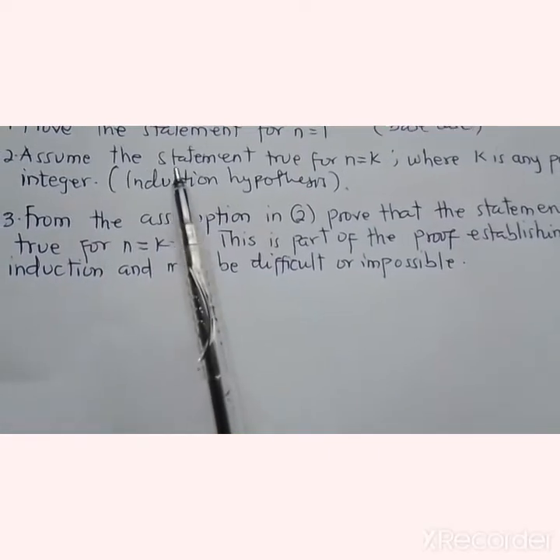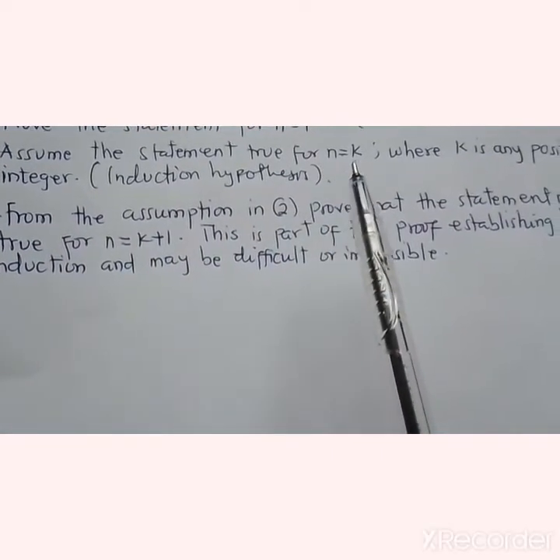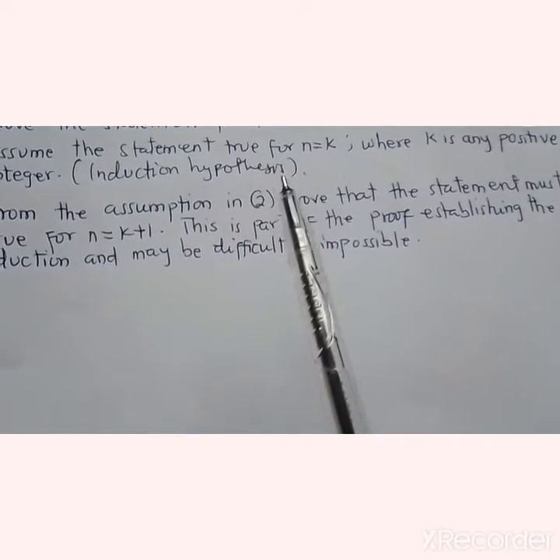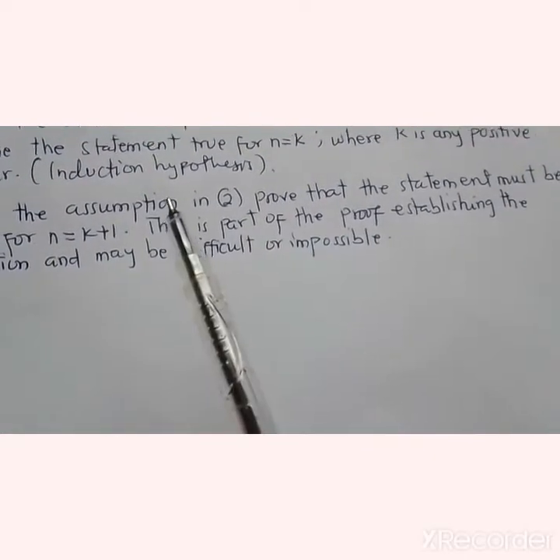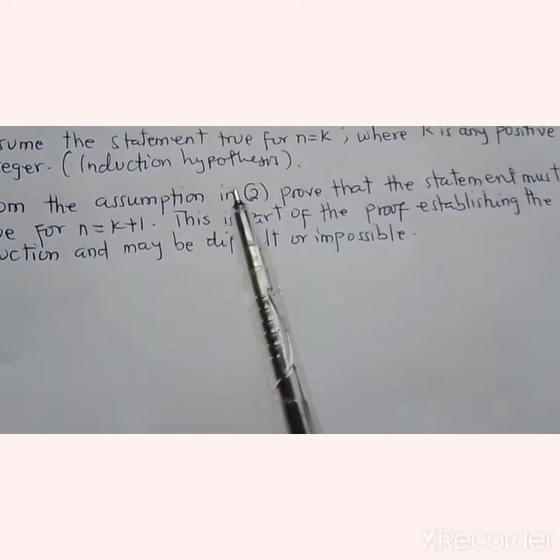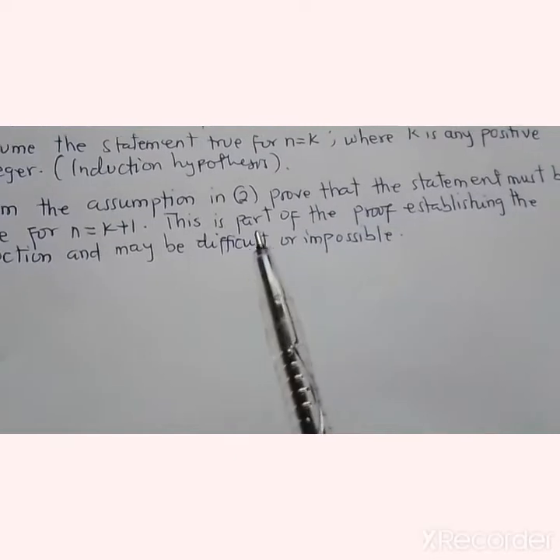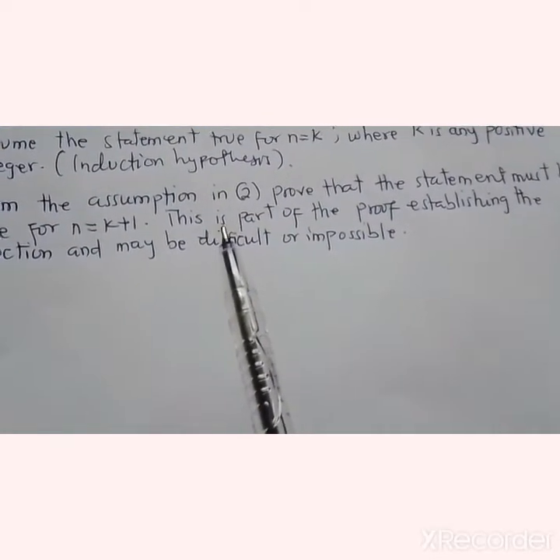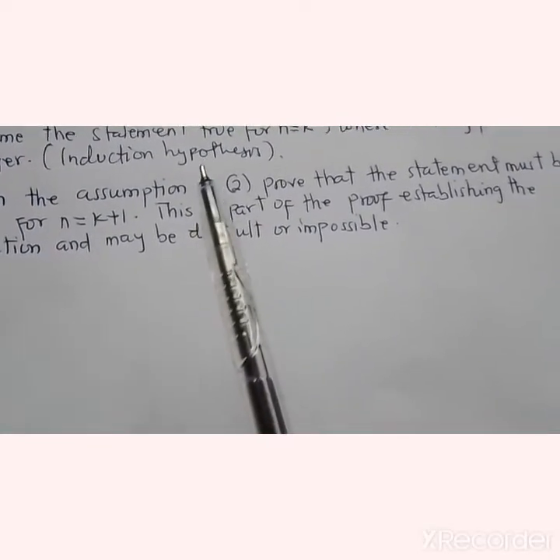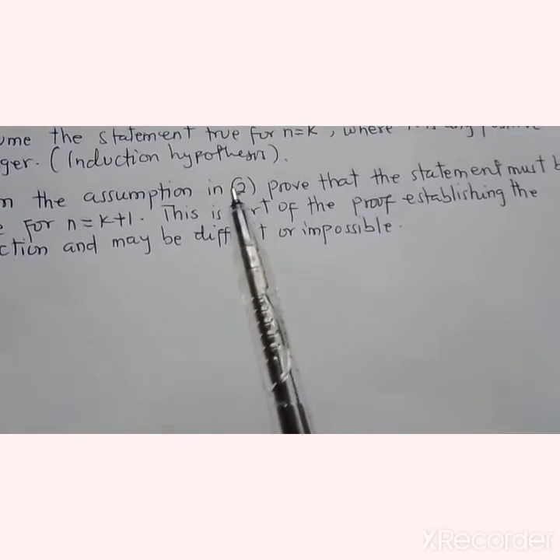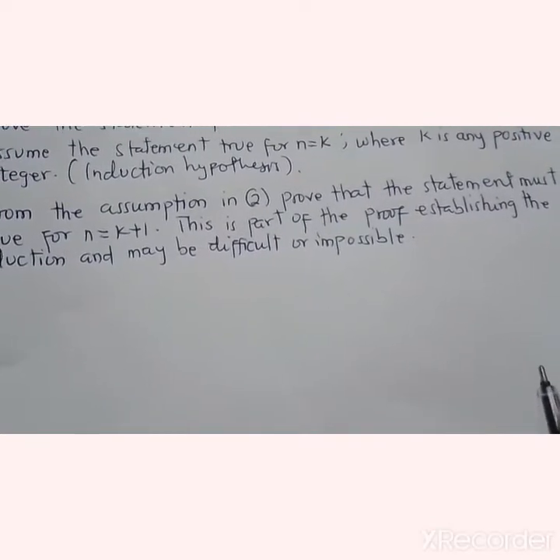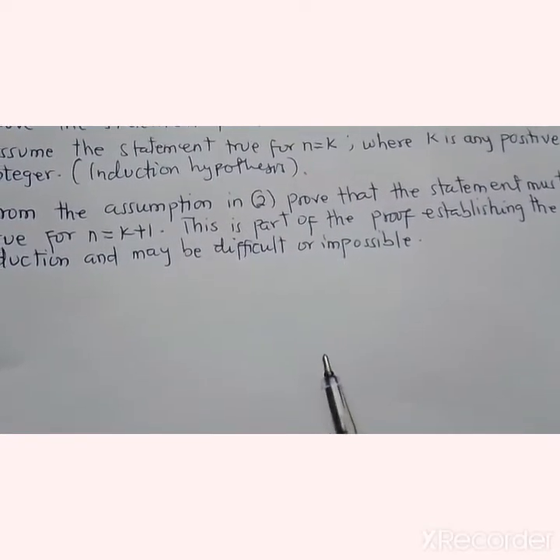Then the second step is to assume that the statement is true for n equals k, where k is any positive integer. This is what we call the induction hypothesis. It's very important. So you assume that the statement is true for n equals k. Then for the third part, from the assumption in 2, you prove that the statement must be true for n equals k plus 1. And this is also the difficult part. So here you base on the assumption, then you prove that the statement is true for n equals k plus 1. So we should quickly move and solve several examples so that you get a deeper understanding. Kindly watch the video to the end.